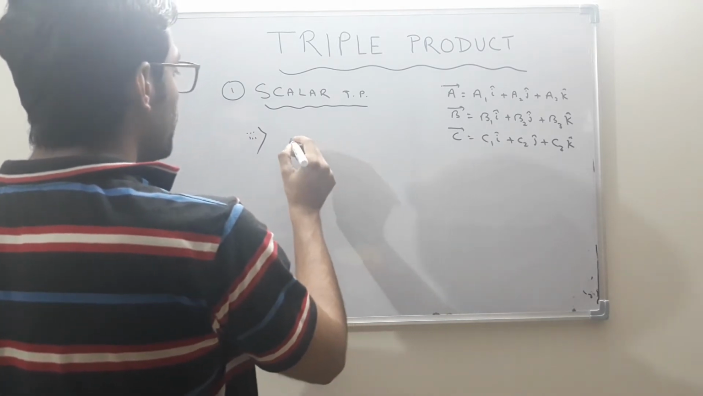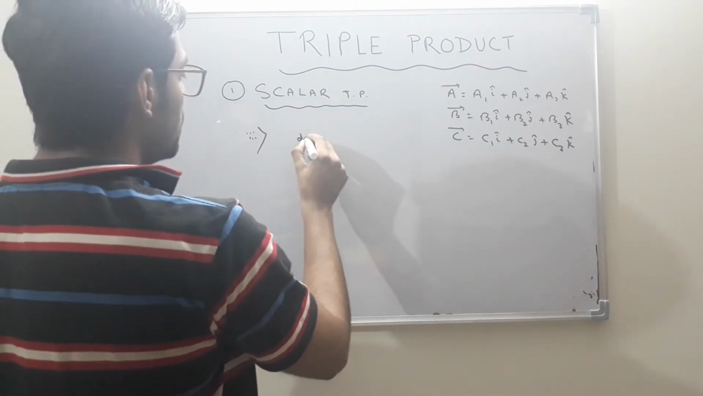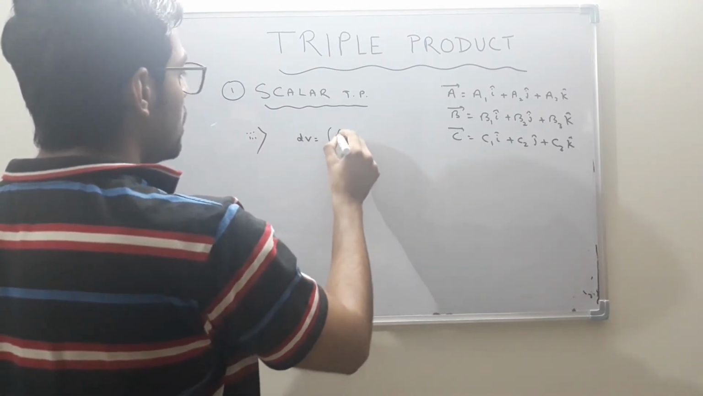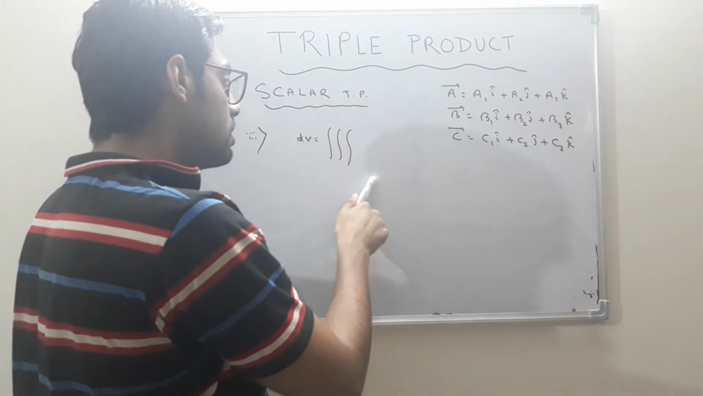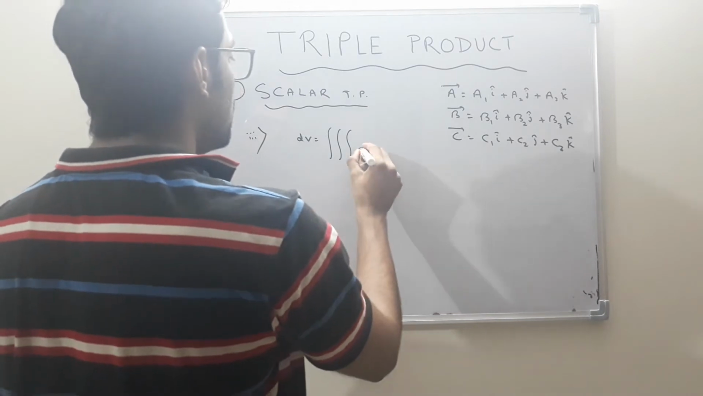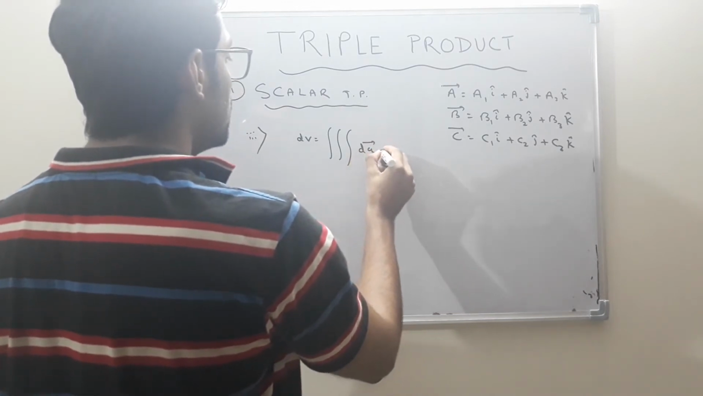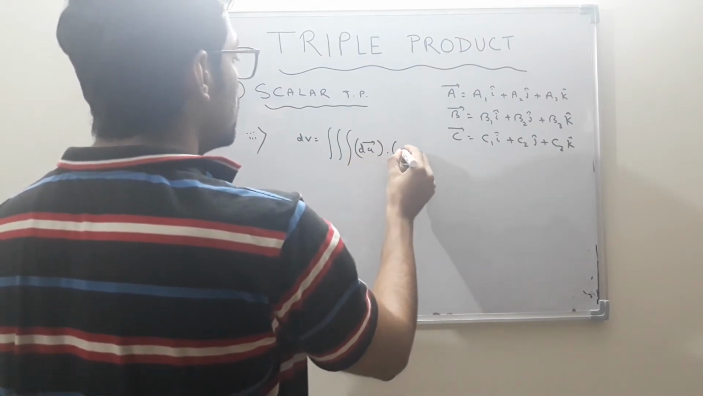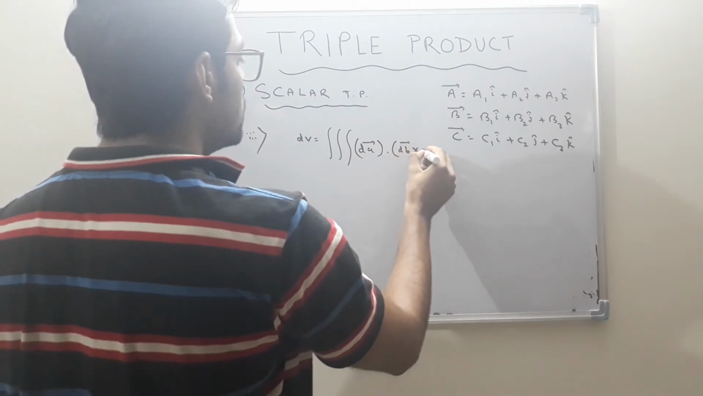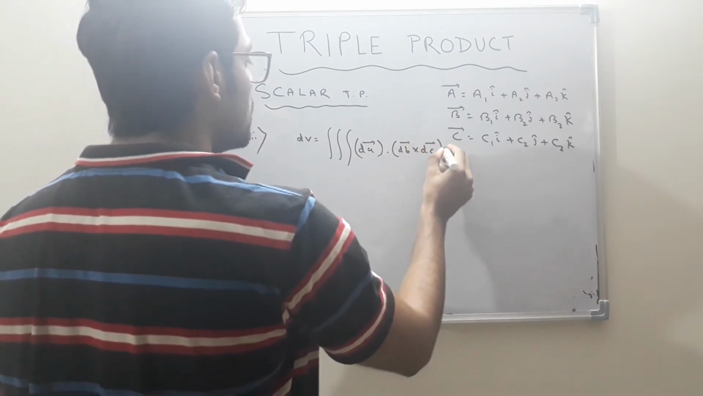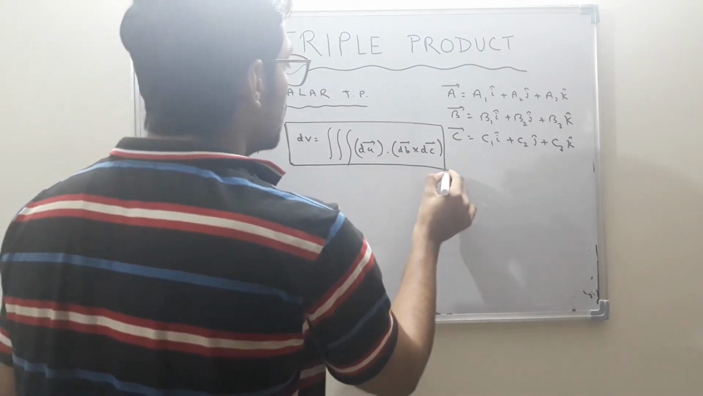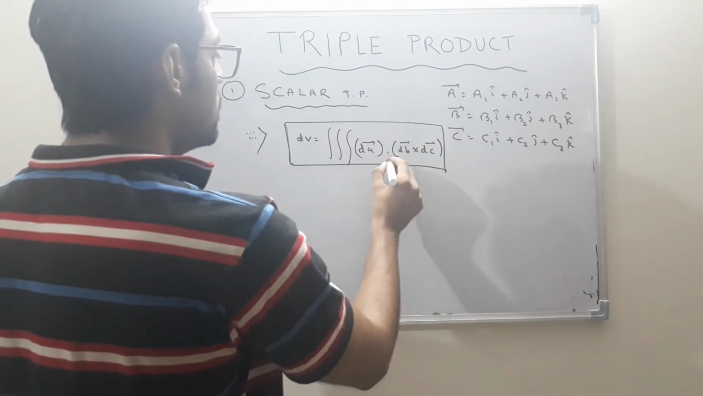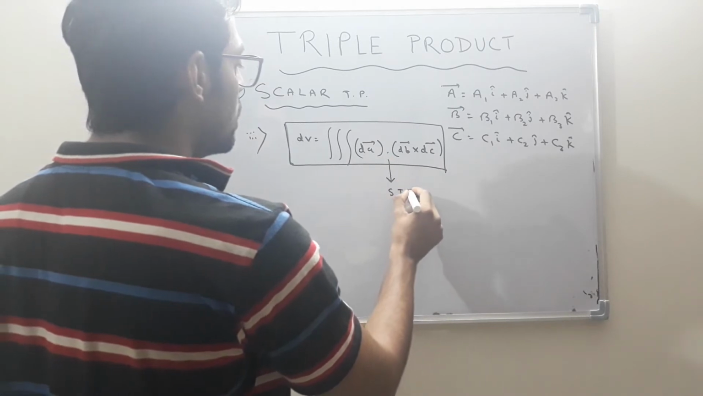Any volume element dV can be written as a volume integral. A volume integral is three integrals in three dimensions: the volume integral of dA dot dB cross dC. So it is the volume of an element as obtained by using this scalar triple product.